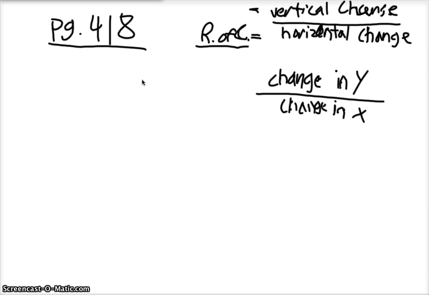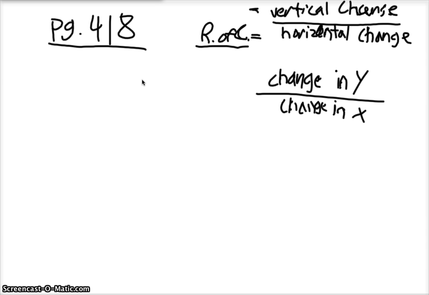Here's our first example in our book. It says the graph shows the changes in height of a small airplane. Find the rate of change from point B to point C. So we're going from B to C. To find the change, we need to start where we ended up.